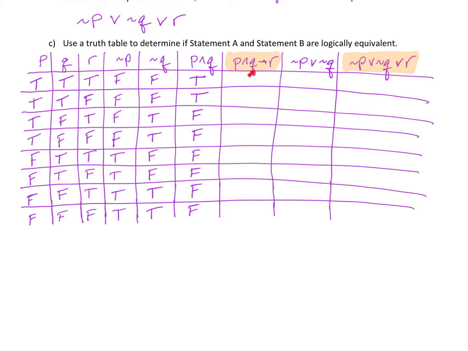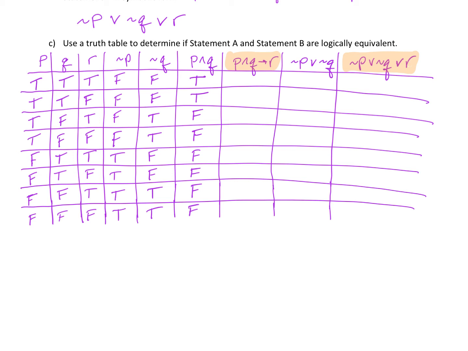Next, I want to do P and Q implies R. So if you remember, an implication is only false if the if part is true, but the then part is false. So I'm looking for the P and Q column to be true, but the R column to be false. If you look down the P and Q column, there are only two places where P and Q is true. So I really only have to check two values in the R column. I'm looking for true, false. That'll give me a false for P and Q implies R.